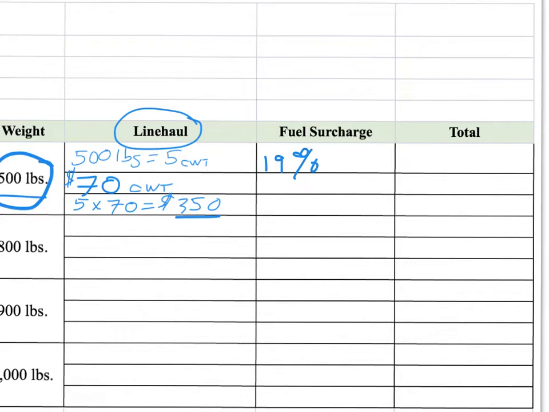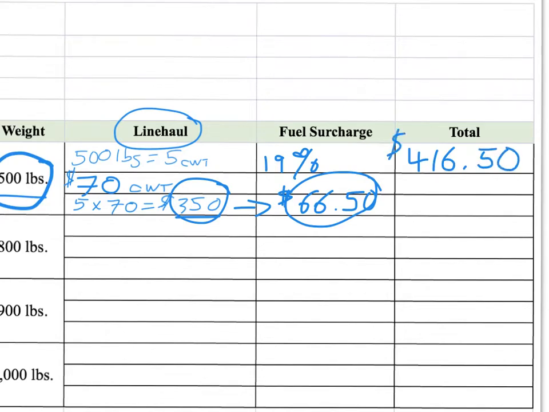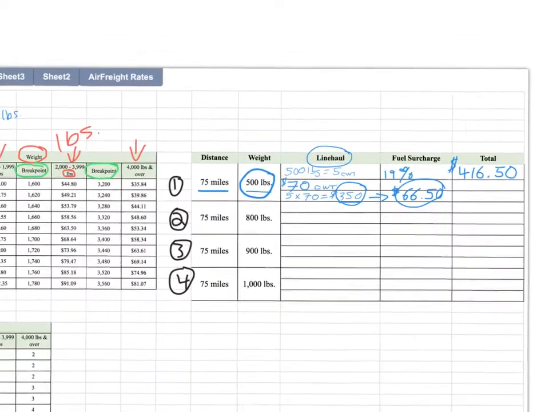That's what the case gives us. Sorry for the percentage. Now I've pre-done some of this math, so I know that 350 times 0.19 is equal to $66.50. Okay, so our total is simply 350 plus the 66.50. So our total is $416.50. You have priced your very first LTL shipment.